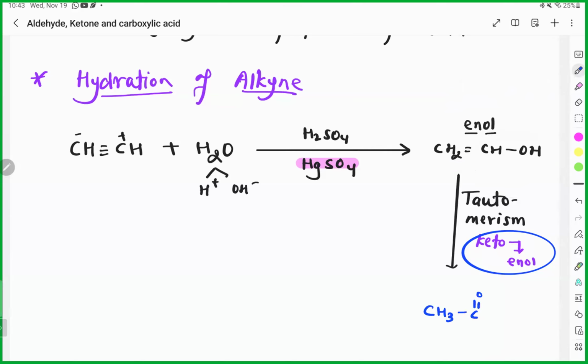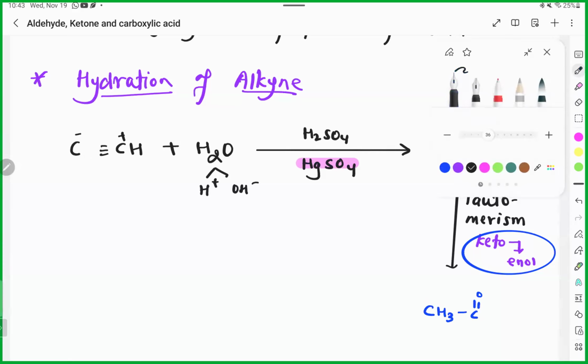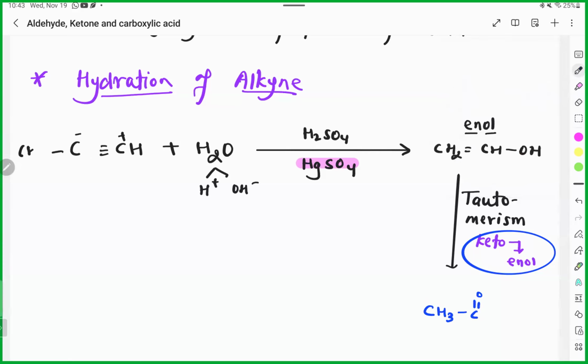Wait. One thing we have to do. The enol form is not possible in this case. So what we'll do, we will take CH3 here. Correct? Sir, why is it not possible? Because for a ketone you need a minimum of 3 carbons. Okay. Sir, but can it exist as an aldehyde instead?